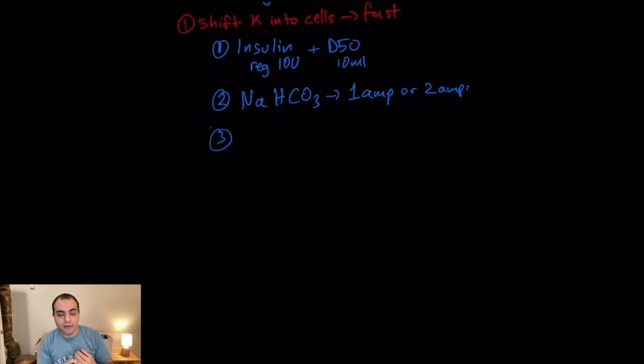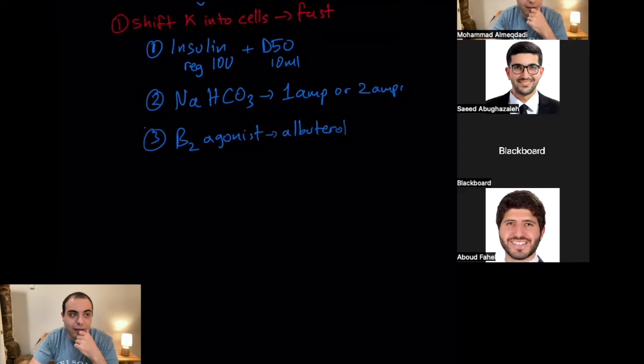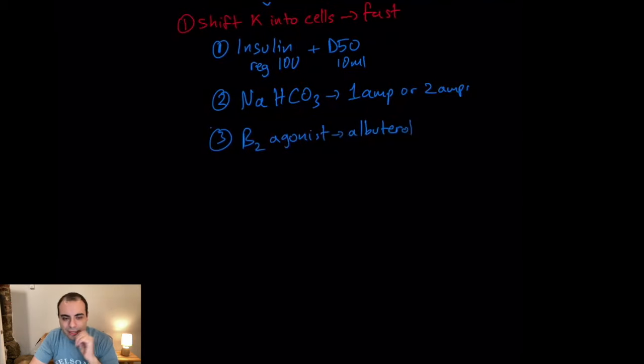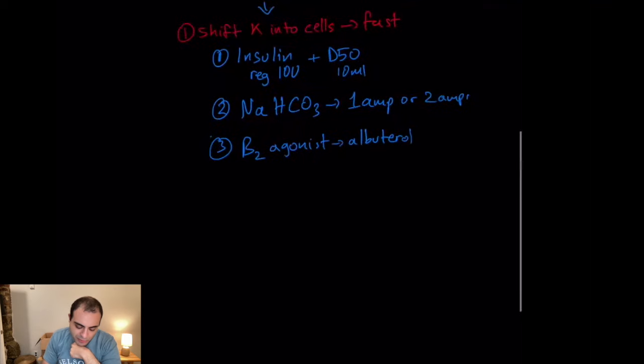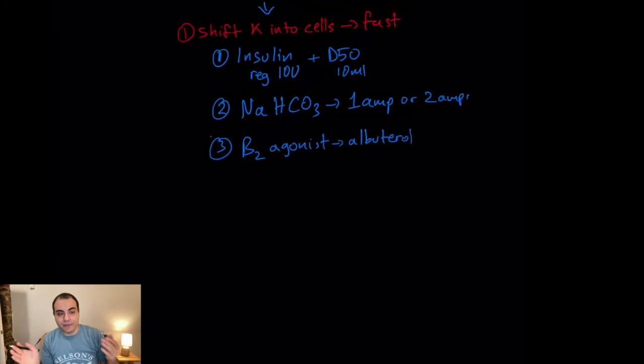Is there one more method? Yeah, beta-2 agonist, perfect. So this one doesn't really work all that well, but you can give albuterol, essentially an inhaler. It doesn't work as well as the other methods, so I usually stick with the insulin and bicarb. This is pretty much it in terms of shifting the potassium into the cells. What's nice about these is they work quickly, and you see an improvement right away.